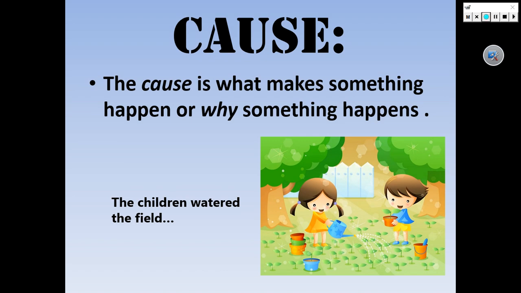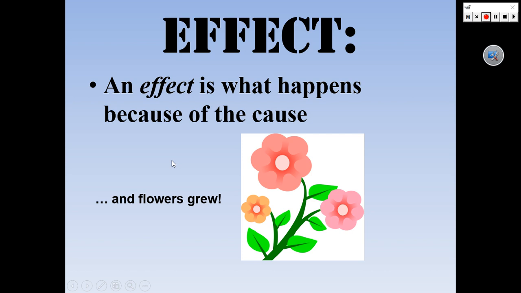So, a cause is what makes something happen, or it's the reason why something happens. Here's another example. In the picture, the children watered the field, that's the cause. And so the effect is that flowers grew in the picture. So an effect is what happens because of the cause. So it happens after the cause. So first comes the cause, then comes the effect.